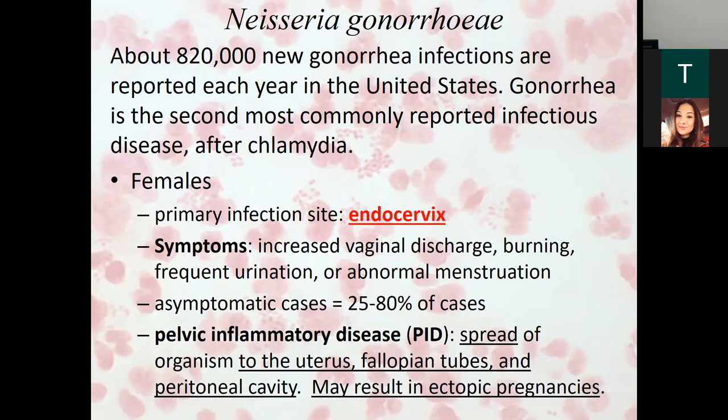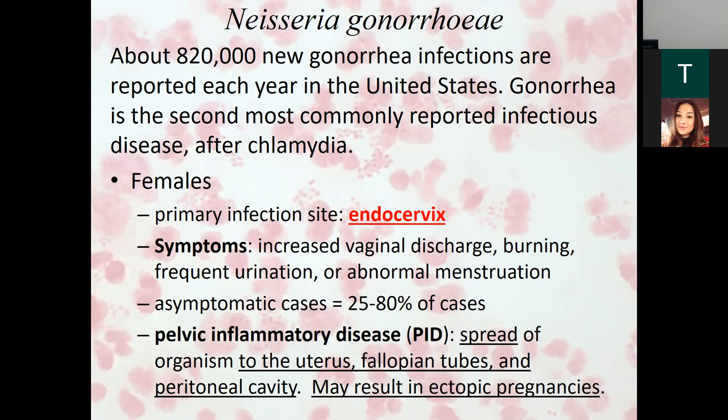Female, primarily in the endocervix. Increased vaginal discharge, burning, frequent urination, abnormal menstruation. So this may be not that abnormal for some. Some have excessive vaginal discharge. Some have burning on urination and think, oh, that's just a UTI showing itself again. Or, my menstrual cycle hadn't been normal anyway. So what's it doing, every week or every other week? That's what we're talking about.